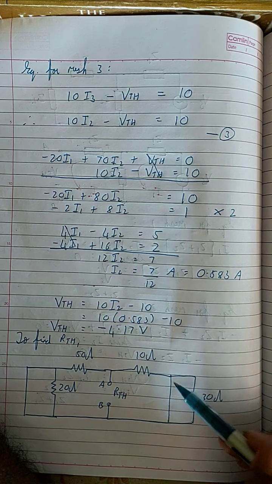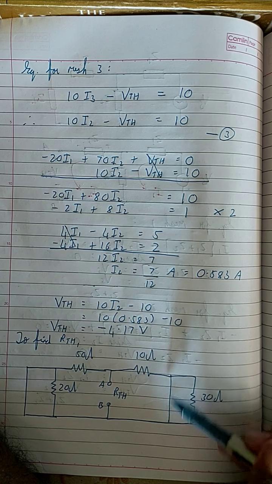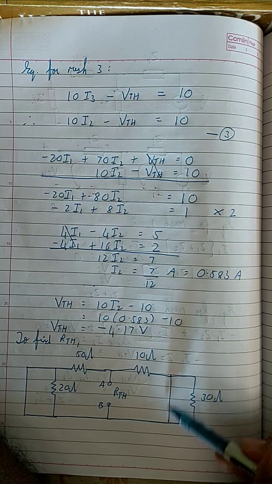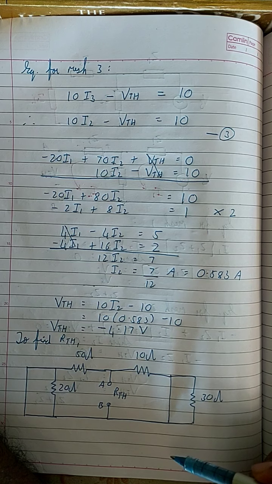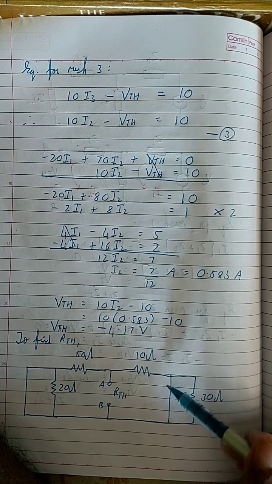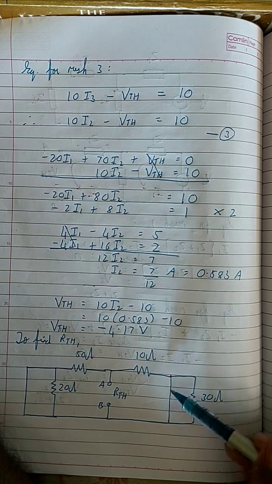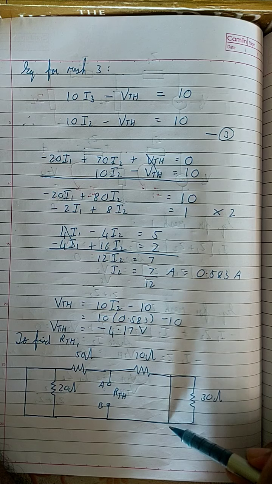Two branches, both of them are parallel to each other, but one branch does not have any resistor, or the resistance is equal to 0, right? The resistance is equal to 0. So if the resistance is equal to 0, then no current will flow through this branch, right? Because this path is offering the least resistance.